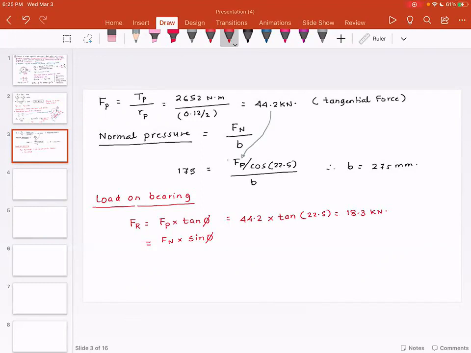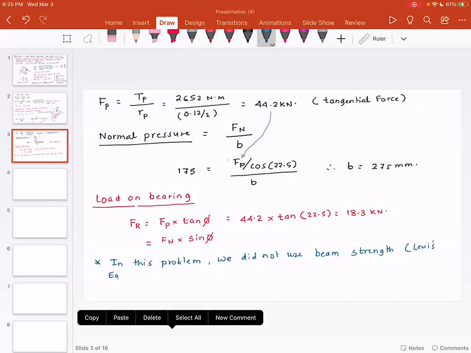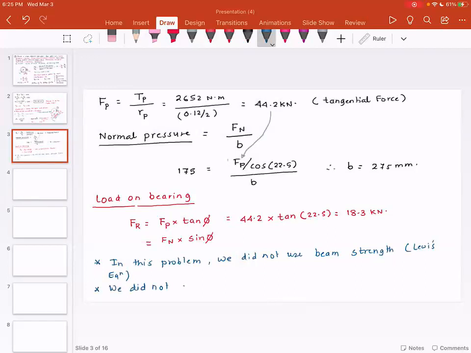So this is the gear design based on the geometric constraint. Now, I just want to point out that in this problem, we did not use the beam strength equation or Lewis's equation. We did not check the gear for wear, because this was a non-standard design and the magnitude of the normal pressure was given to us.